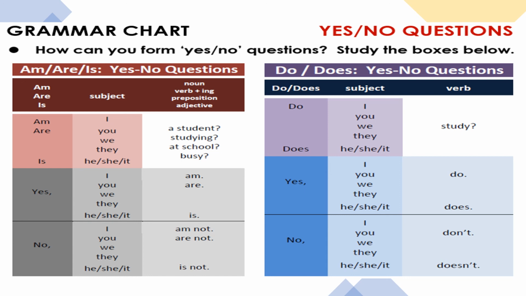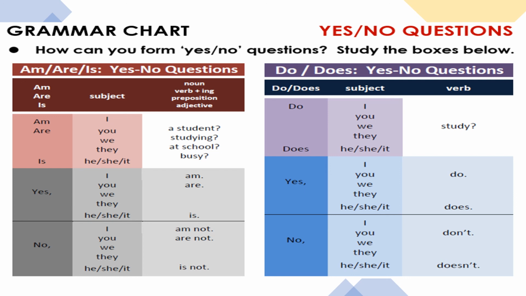What about if you refuse something, or if you want to say no? If you want to say no, you can say no, I am not. No, you are not, or you can say no, you aren't. No, we are not, or no, we aren't. You can say no, they are not, or you can say no, they aren't. And you can say no, he is not, or no, he isn't.